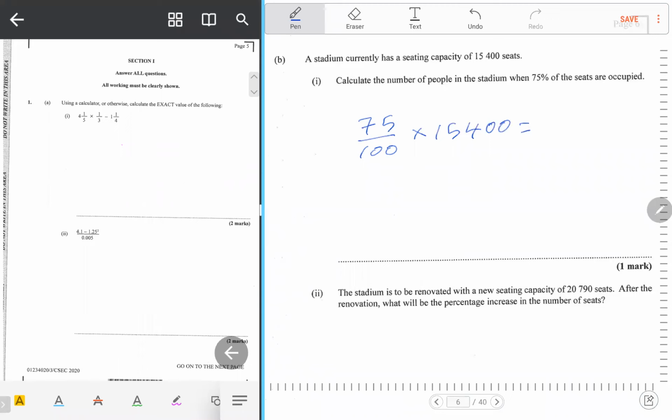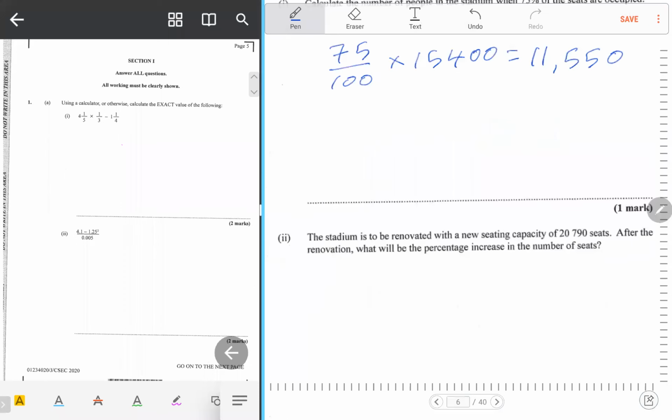So 75%, 0.75 times 15,400, and that would be 11,550. That's the number of persons in there. It is 75%. Nice and easy question, that.